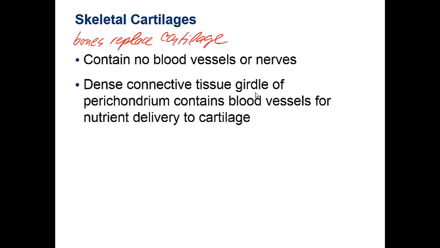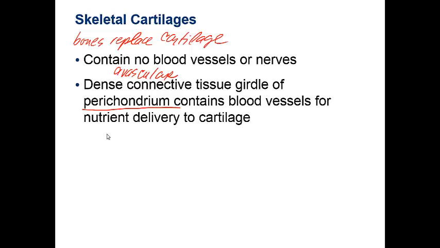So when we think of skeletal cartilages, first of all, they're going to be considered avascular, so they're going to take a long time to heal. And the nerve supply is also sparse. It's not innervated. When we think of cartilage, we think of a dense connective tissue layer, a membrane called a perichondrium. Perichondrium literally means around the cartilage, and this perichondrium is going to resist outward expansion when the cartilage is compressed.